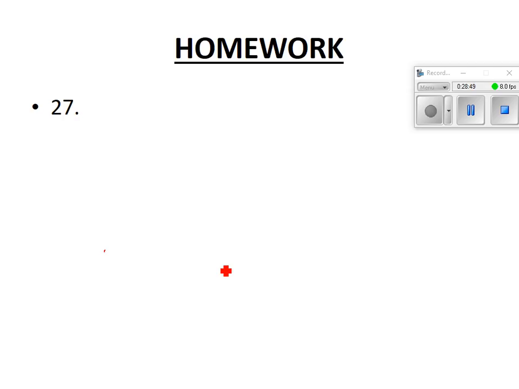How to find the range: highest minus lowest. I think it also asked what's good about the range and what's bad about it. I just put a disadvantage: there could be an outlier. If you have an outlier, it messes everything up. And the good thing about the range is it's easy and quick.